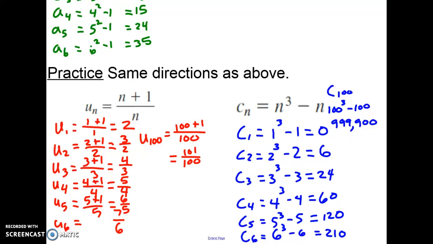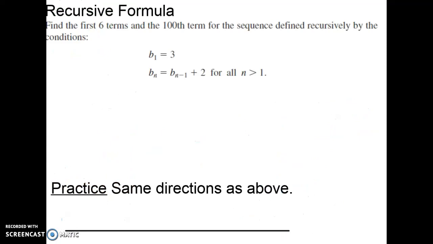Explicit formulas are pretty straightforward. We cover those first because you've had a lot of practice of equations like that in the past. Now what we're going to talk about is a different type of formula. It's called recursive formula. And what the recursive formula does is it just takes the one before it, and then it does something to that number.